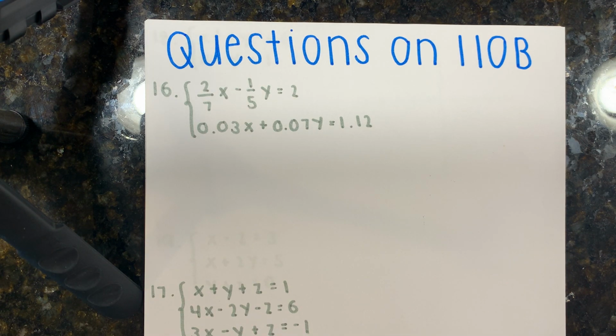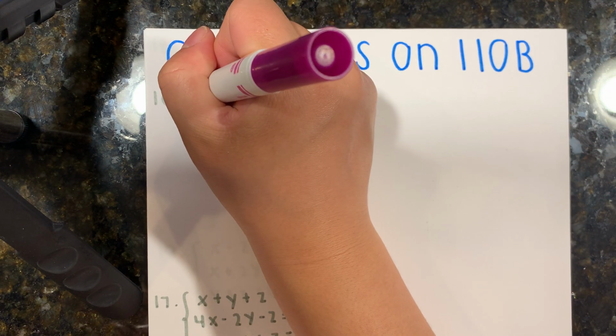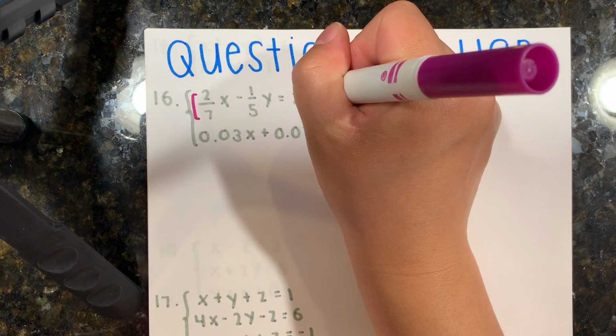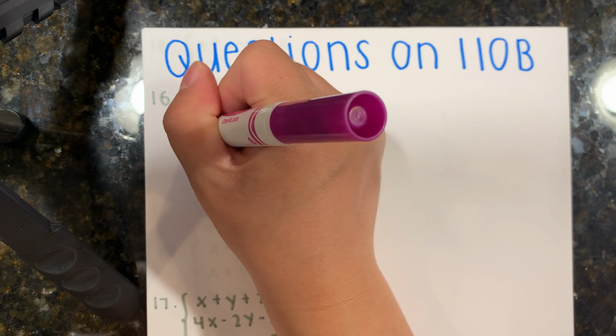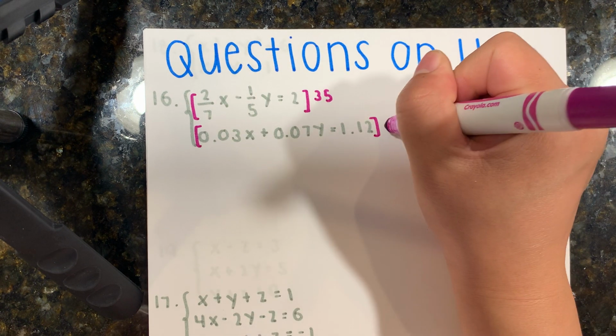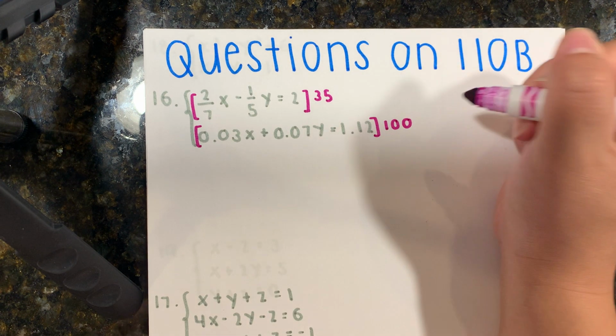Today we're going to be going over questions on lesson 110B, starting on number 16. On number 16, I'm going to multiply this equation by 35 to get rid of the fraction. And then the bottom, I'm going to multiply by 100 to get rid of the decimal number.